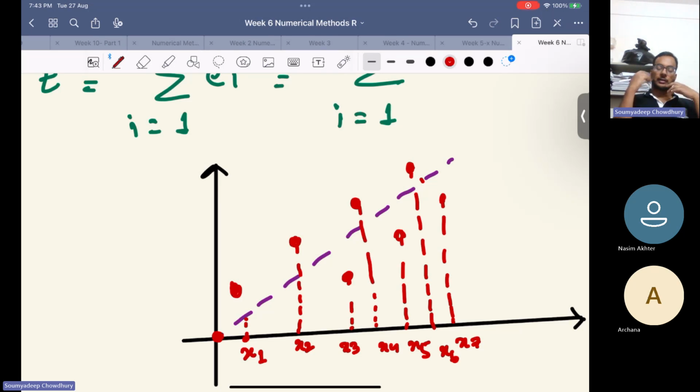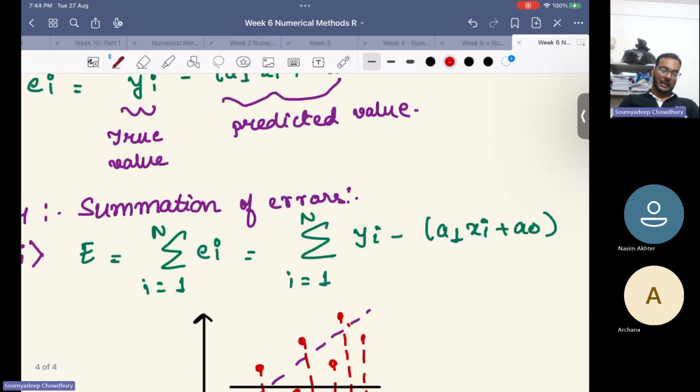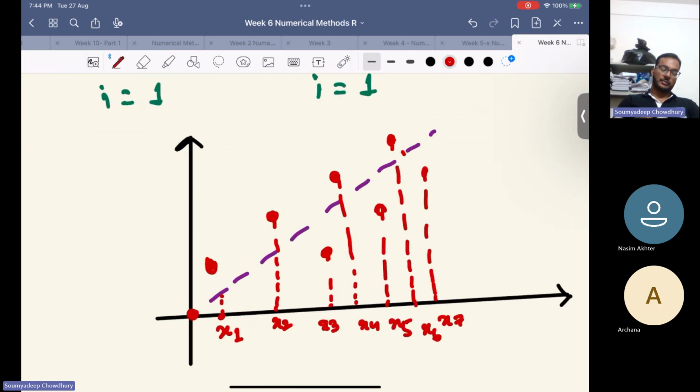And you have the predicted values: the red points show the true values, and the violet or purple line shows you the predicted values, right? So can you tell me, at x1, if I calculate the error like this, the true value minus the predicted value, is the error positive or negative? Can you tell me just by looking at the graph?